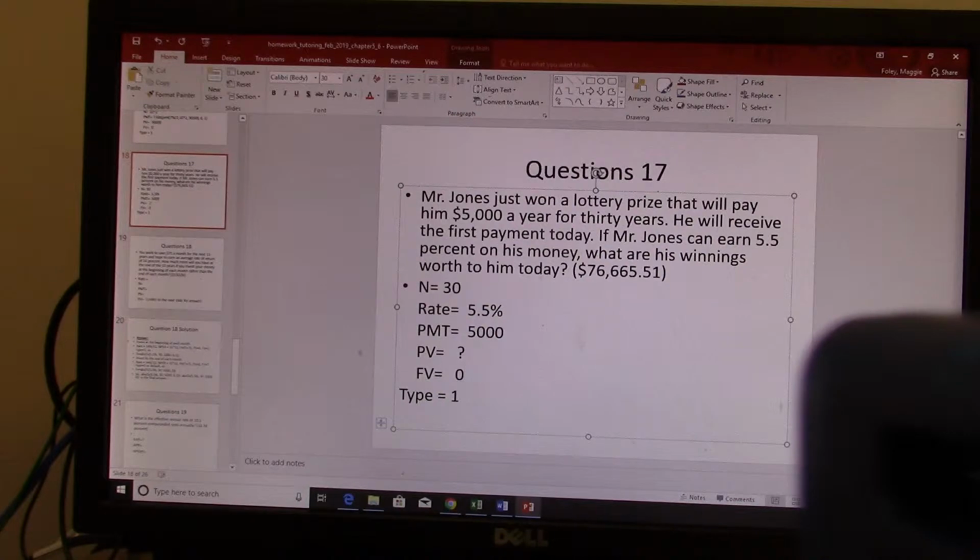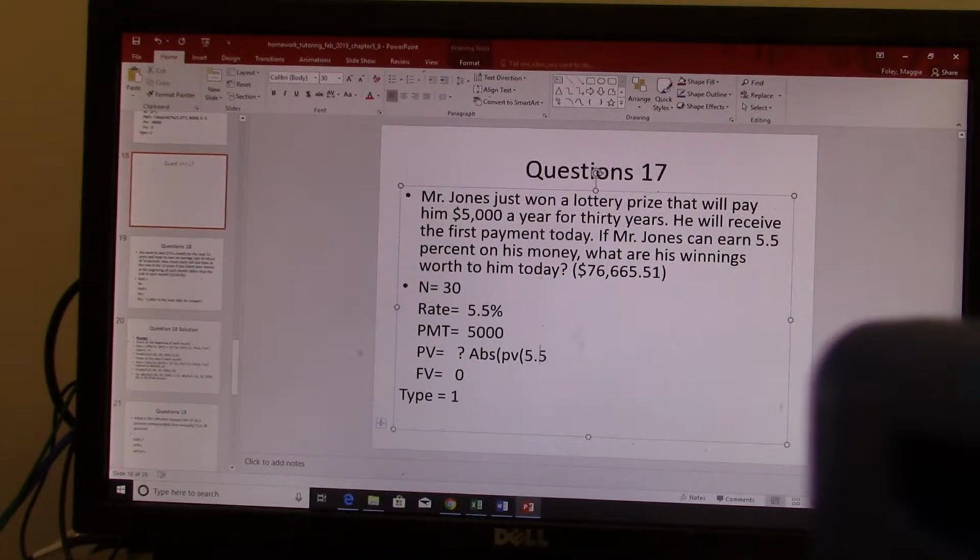So you see the cash flow in this account is $5,000 a year for 30 years, plus nothing else in the end. It's asking, if this is the cash flow for Mr. Jones, how much is it worth today? So it's asking for the present value. This is the input. We should use the PV function.